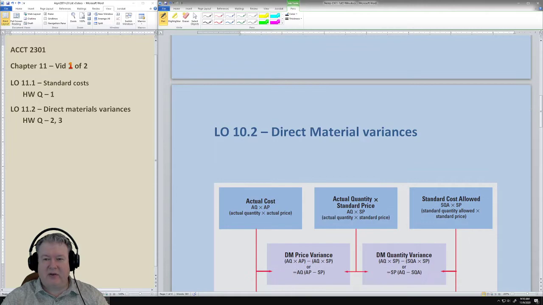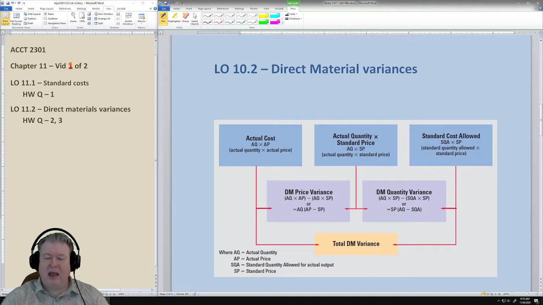And I'm going to take a picture from the PowerPoint and from the book. It's a pretty good picture, and I think we should remind ourselves. So remember in the last chapter we had the actual results, and then we had the master budget.